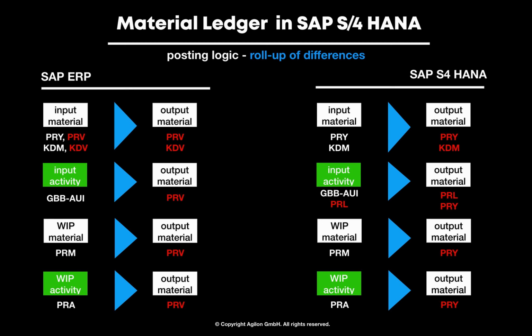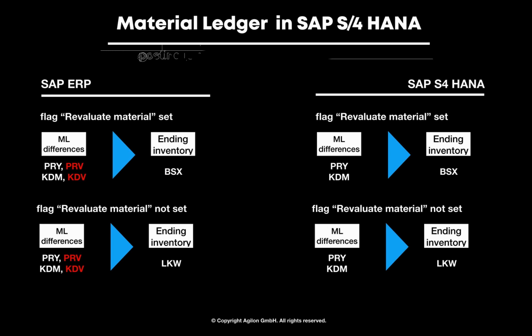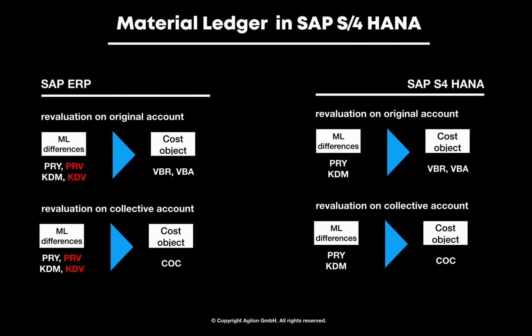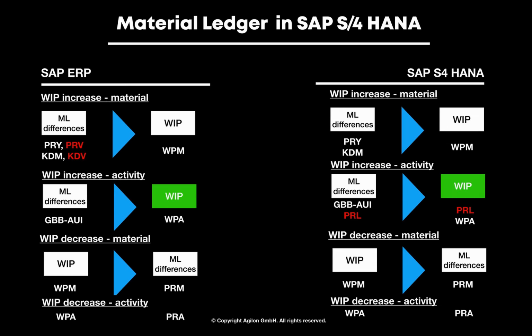These changes apply to roll-ups when there are variances from low-level to high-level material, revaluation of ending inventory, revaluation of consumption, and revaluation of work in progress. The logic of primary variance postings out of purchase orders, goods receipts, stock transfers, order settlements remains the same.